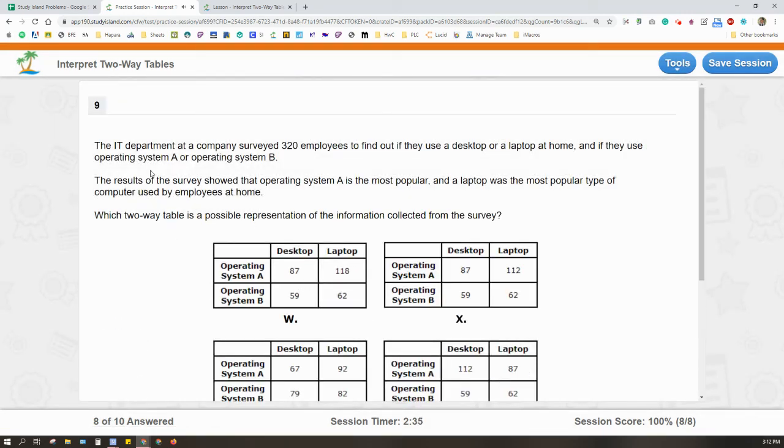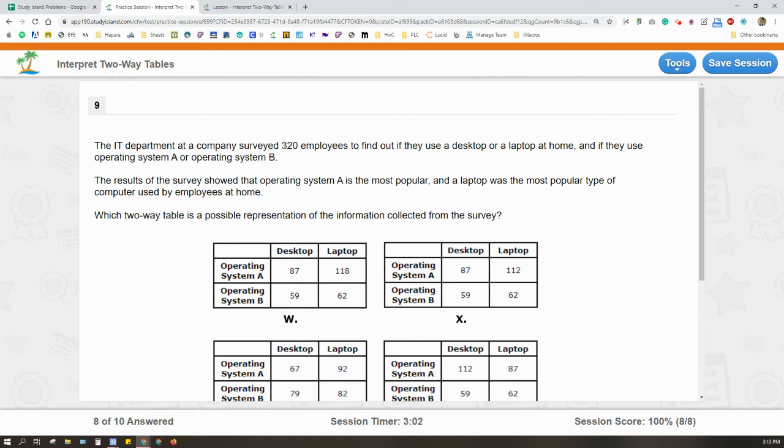Number 9, the IT department at a company surveyed 320 employees to find out if they use a desktop or a laptop at home, and if they use an operating system A or operating system B. The results of the survey showed that operating system A is the most popular, and a laptop was the most popular type of computer used by employees at home. Which two-way table is a possible representation of the information collected from the survey?